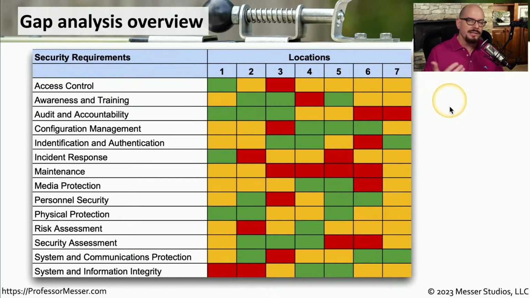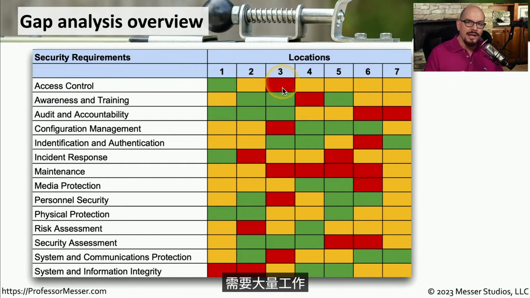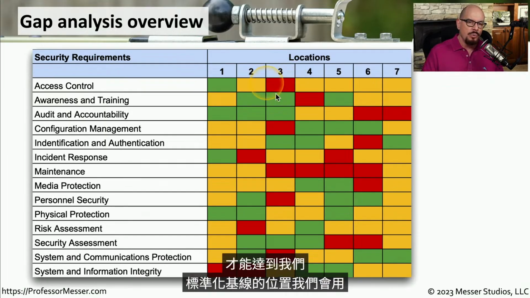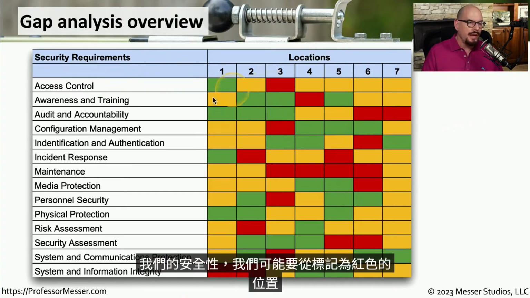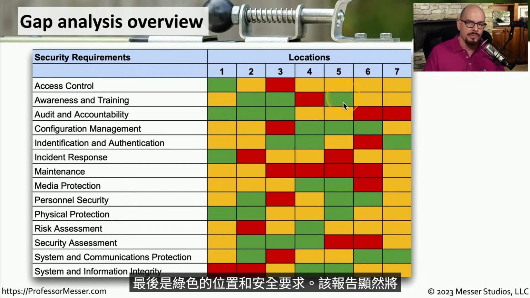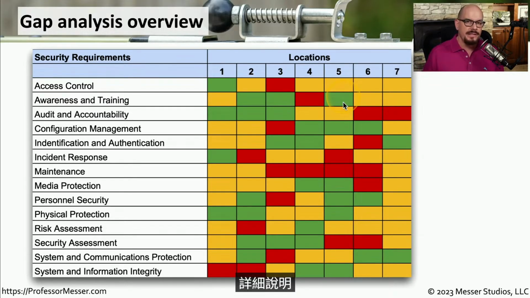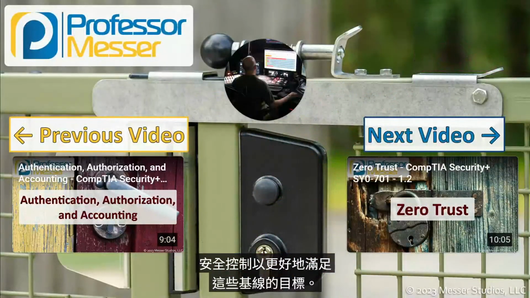The locations that are relatively close to meeting the baseline, we can mark with a green color. Anything that might be in the midpoint, we can mark as yellow, and locations that need a lot of work to be able to meet our standardized baselines will mark with red. So if we wanted to have the biggest impact on improving our security, we may want to start with the locations and security requirements marked in red, and then move to the ones marked in yellow, and then finally the green. The report obviously will include extensive details about why these colors were used and provide a summary of how we can implement security controls to better meet the goals of these baselines.